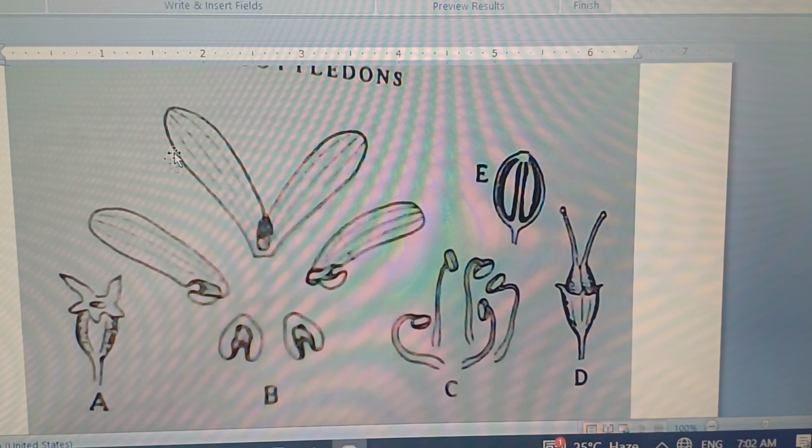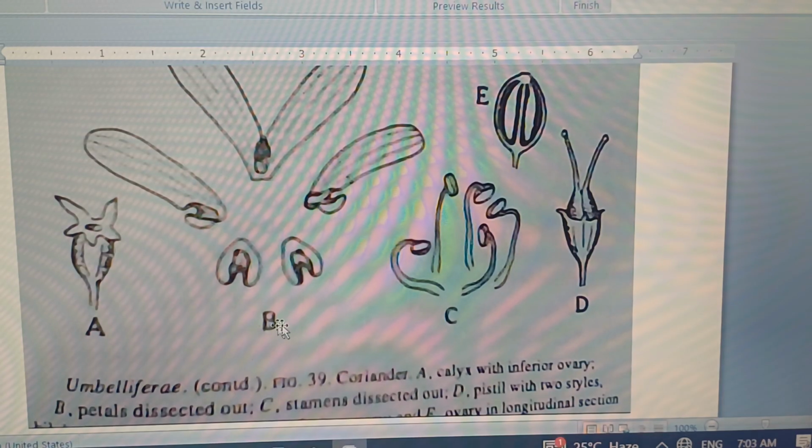Now how the petals are arranged, you can see how these are dissected here. Now we are coming to the stamens dissected out. Now you can watch the stamens. You can draw the diagram so easily. If you want to score marks, you are supposed to draw the diagrams also. If you want to score more marks, you have to draw the diagrams.